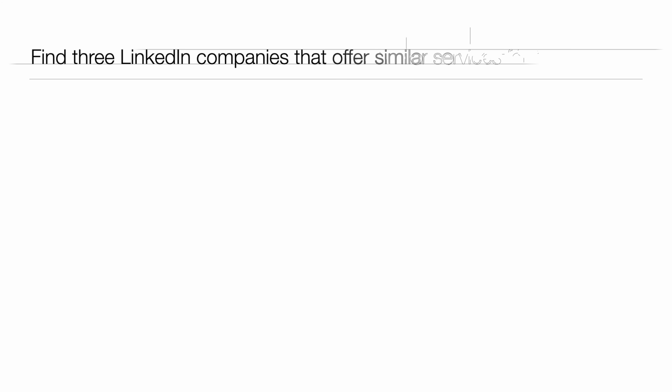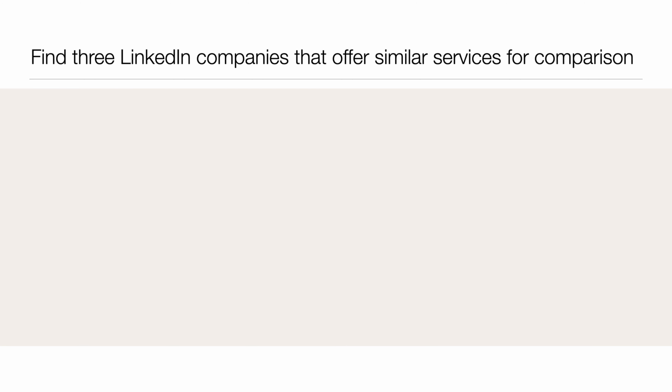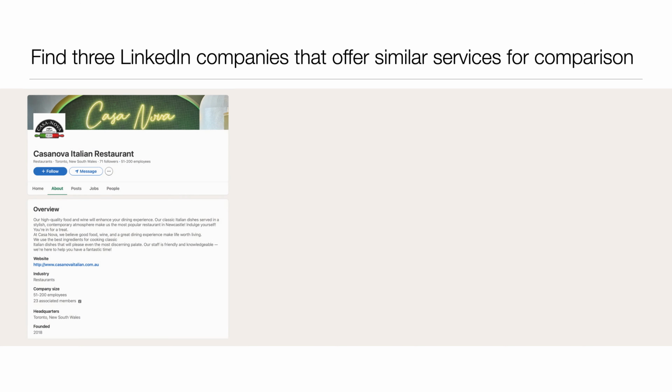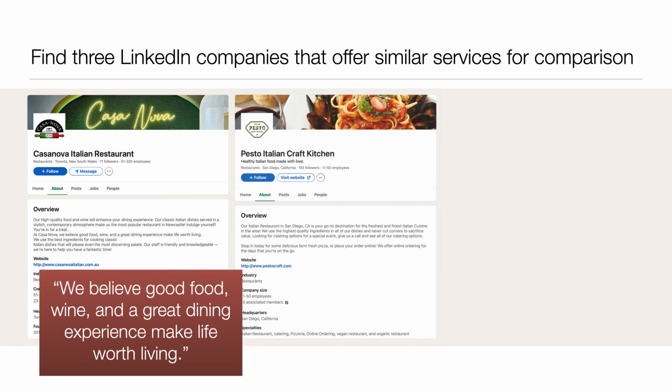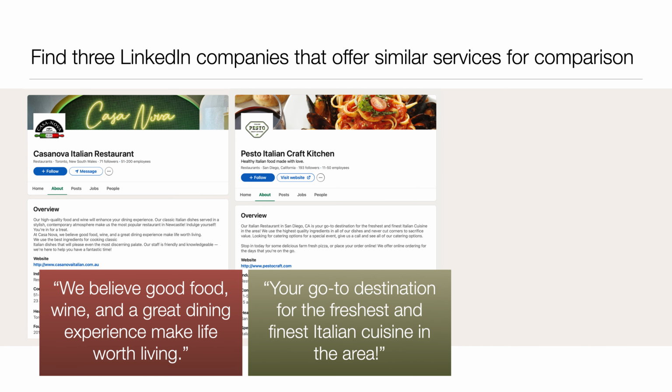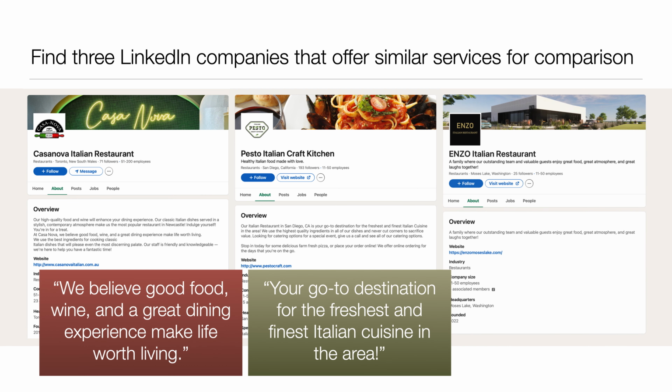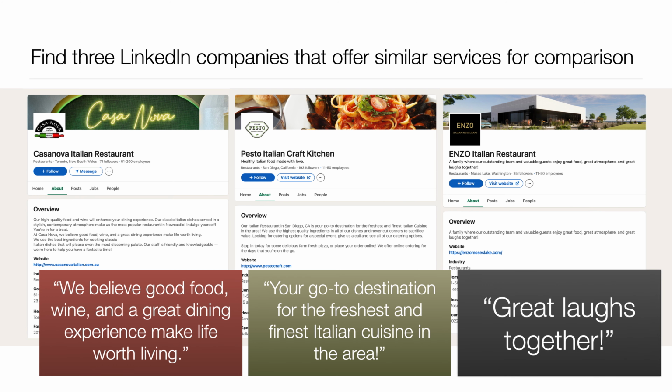For example, look at what some of your competitors are doing. Here I found LinkedIn profiles for 3 different Italian restaurants. Casanova's emphasizes the quality of their food, wine, and waitstaff. Pesto's Italian Craft Kitchen emphasizes the freshest and finest cuisine in San Diego. And Enzo's goes for an emotional connection by saying, great laughs together.